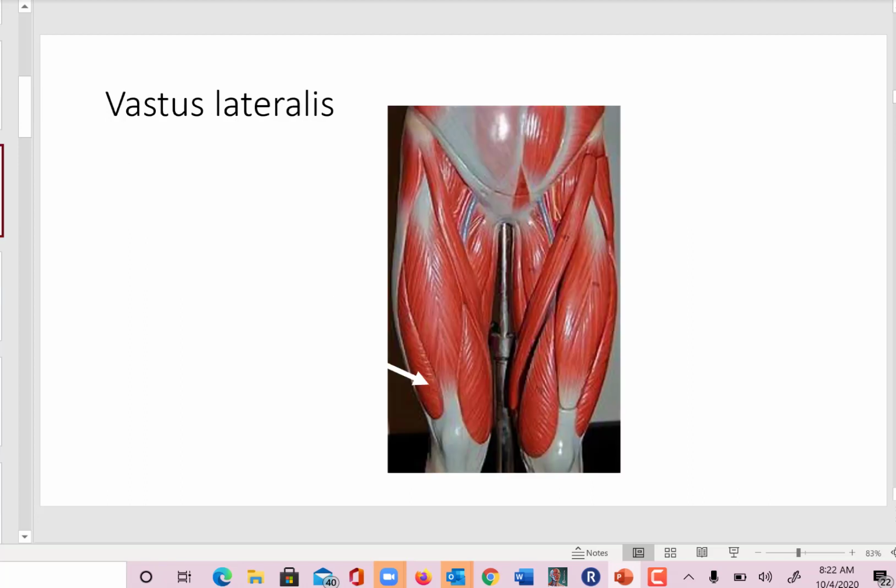Our next muscle of the quadriceps femoris group is the vastus lateralis, shown here and here. The vastus lateralis is going to have its origin on the greater trochanter. It's going to insert on the patella and tibial tuberosity, and its action is only extending the lower leg. So it extends at the knee.